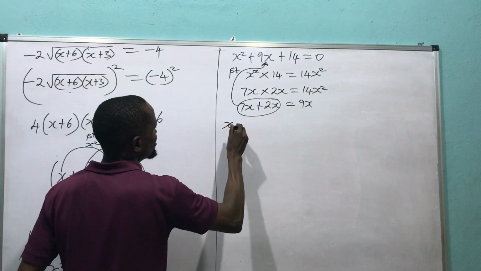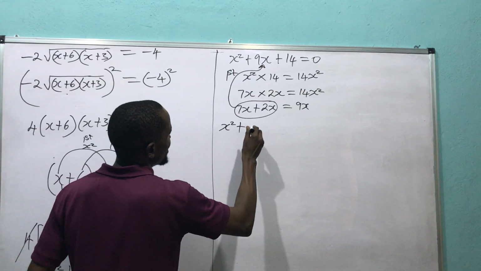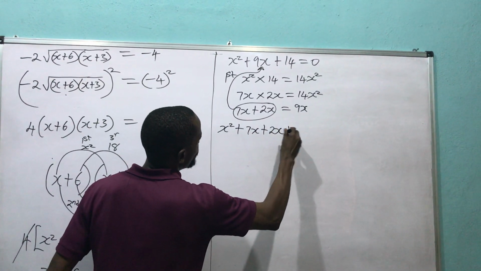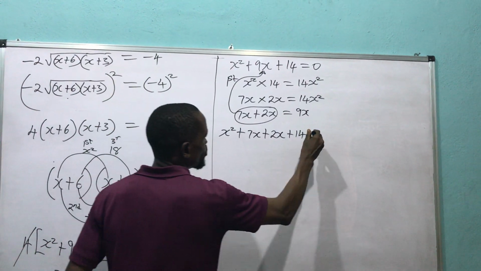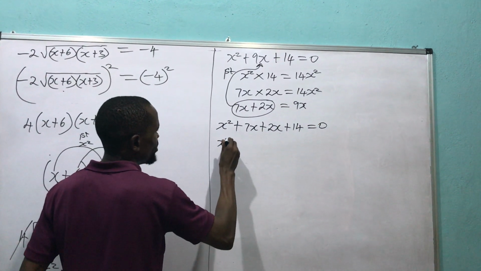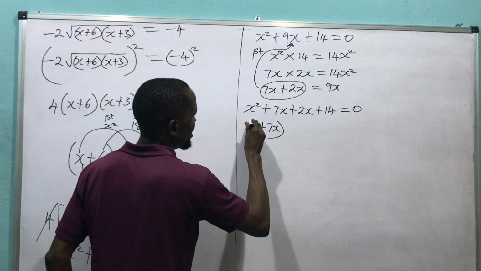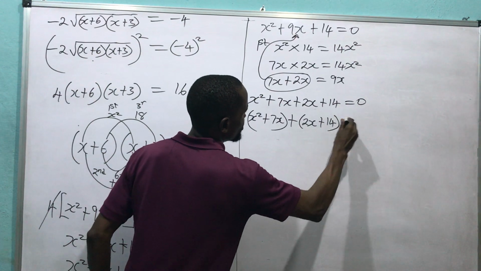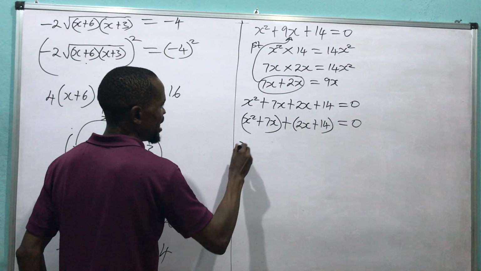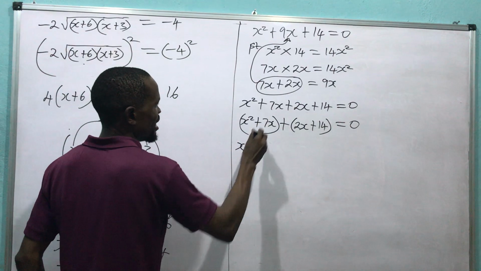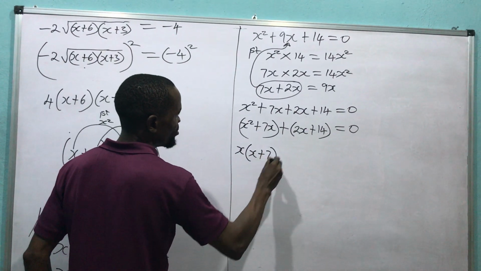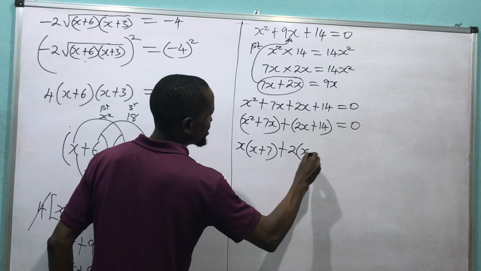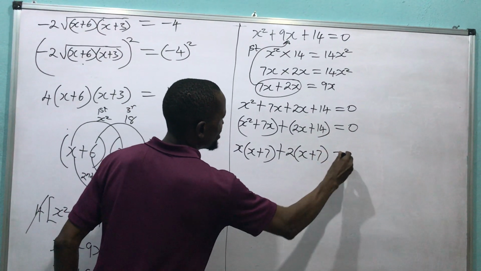I will have x squared plus 7x plus 2x plus 14 equals 0. I will have x squared plus 7x in bracket, plus 2x plus 14 in bracket, equals 0. What is common here? x divides x, giving me x. x divides 7x, giving me 7. Then plus, what can you do here? 2 divides itself, giving me x. Divide 14, giving me 7, and it equals 0.